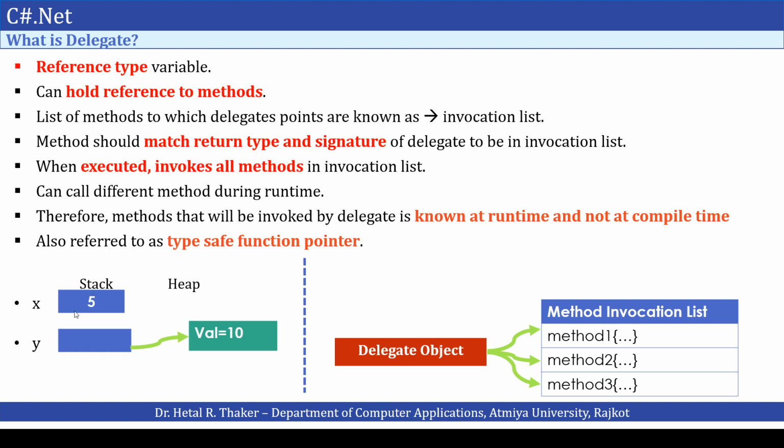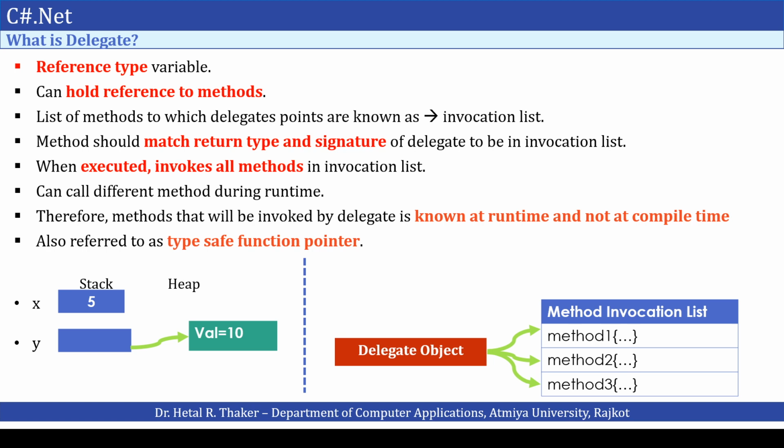If you write a statement integer x equal to 5, the value 5 gets stored on the stack. While creating a test y equal to new test, y reference variable will be on the stack and the object will be on the heap. The reference variable holds the reference to the object created on the heap. Here, the delegate can hold the reference to one or more methods.